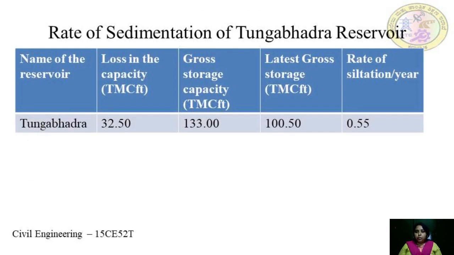So you can see in this table the rate of sedimentation of Tungabhadra reservoir. When a dam is breached or destroyed, a large amount of water is released suddenly in a flood wave, which is likely to cause catastrophic damage to life and property on the downstream side. Initially, the gross storage was 133 TMC, whereas the latest gross storage is 100, and the loss in capacity has been observed to be about 32. So the siltation rate is 1.55% per year.